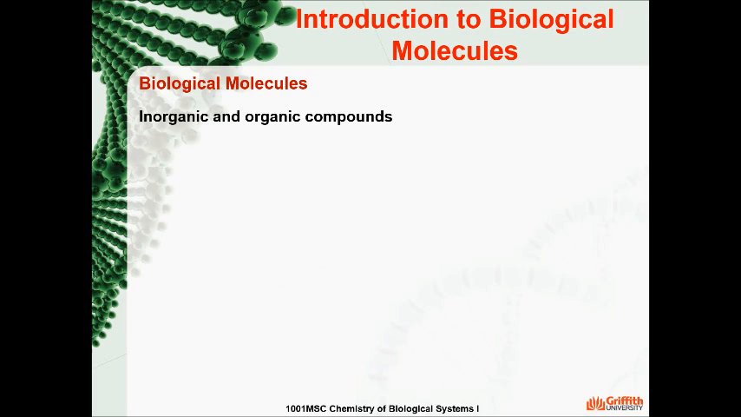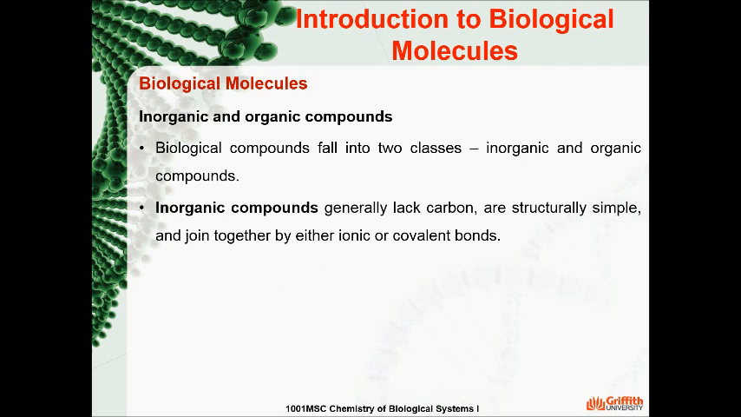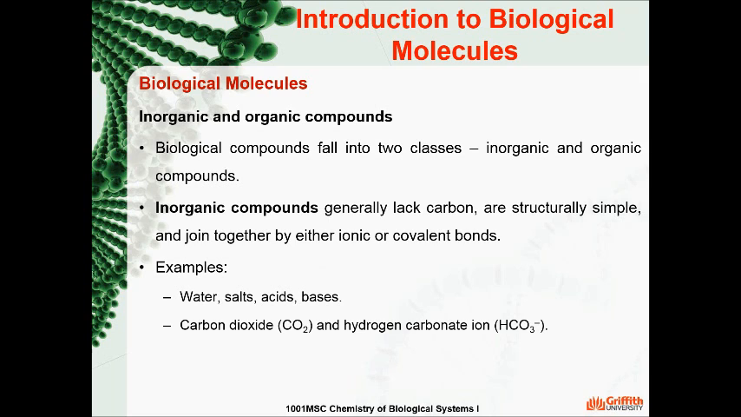Biological molecules can be classified as inorganic compounds or organic compounds. Inorganic compounds generally lack carbon, with a few exceptions, and they have a simple structure. The bonds between the elements are either ionic or covalent. Examples include water, salt, hydrochloric acid, and sodium hydroxide. Carbon dioxide and the hydrogen carbonate ion both contain a carbon atom, but they have simple structures and behave like inorganic compounds.